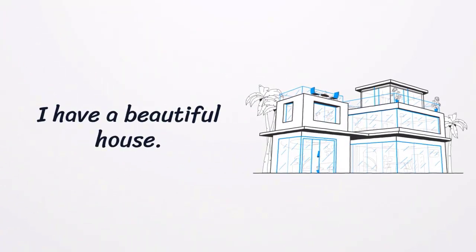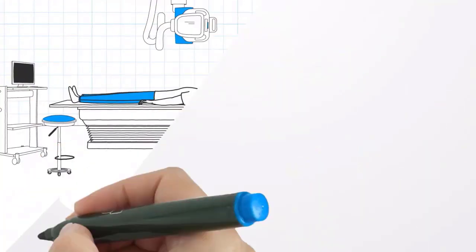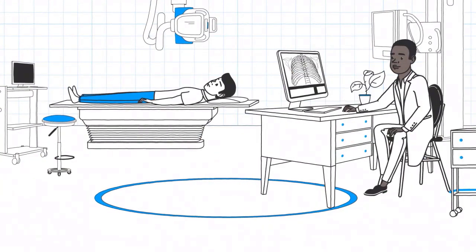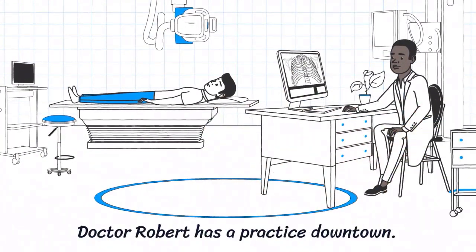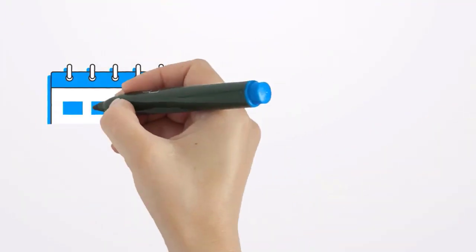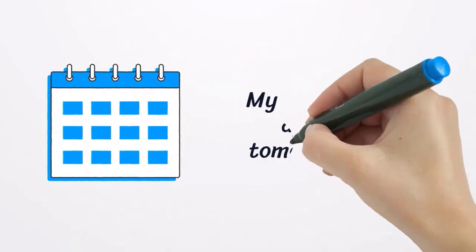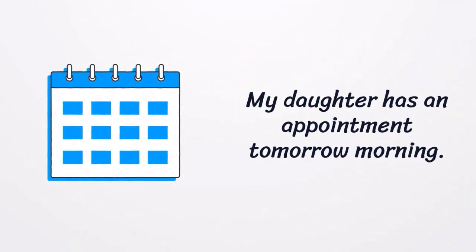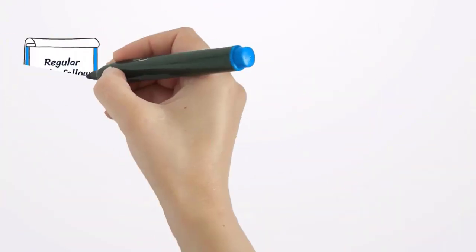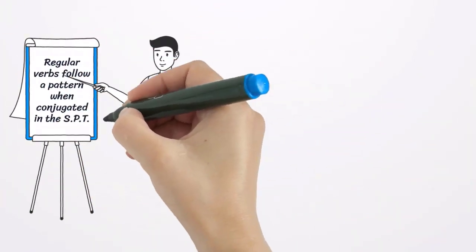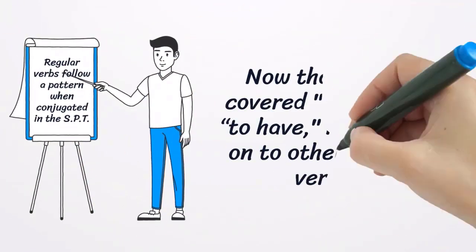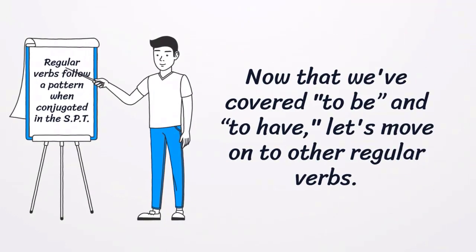I have a beautiful house. Dr. Robert has a practice downtown. My daughter has an appointment tomorrow morning. Now that we've covered to be and to have, let's move on to other regular verbs.